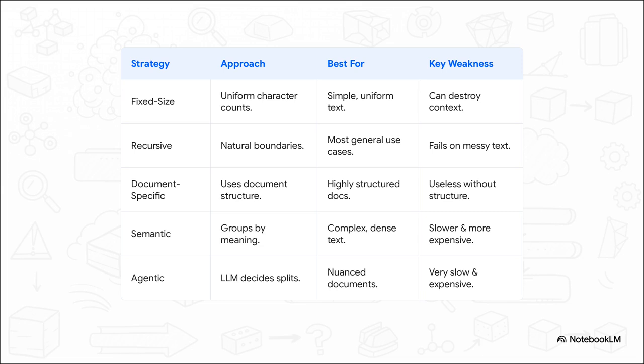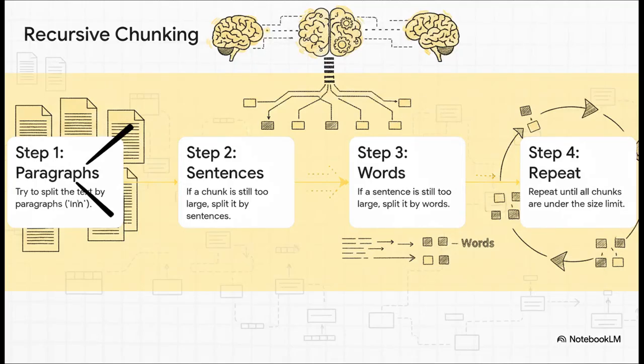These actually use AI to find the most precise points to make a cut, but they're a lot slower and way more expensive. Now, there's a good reason why recursive splitting is considered the best place to start for most projects. It's got this really smart layered fallback system. So first, it tries to make the most logical split it can, by paragraph.